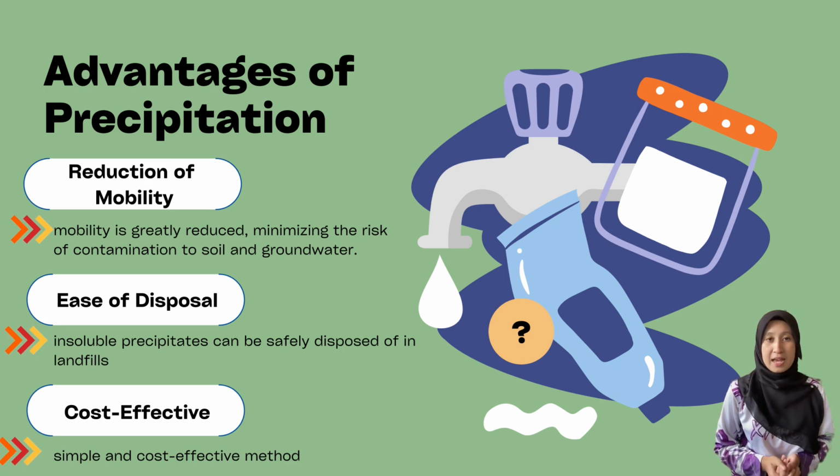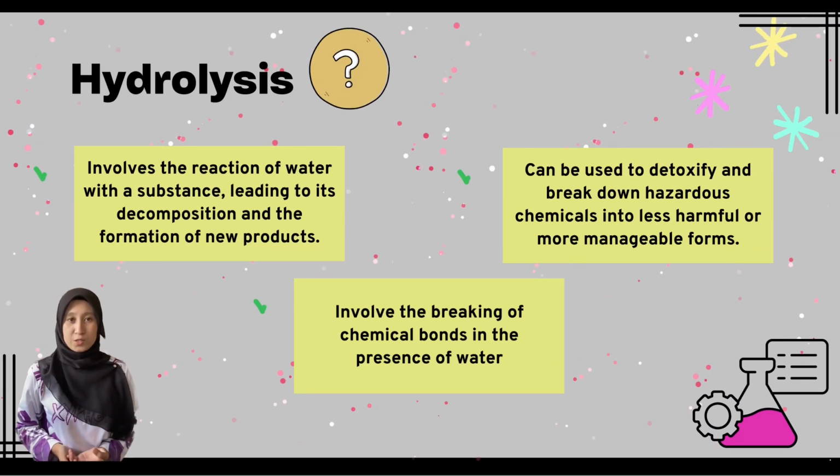Last but not least, cost-effective. Precipitation is a relatively simple and cost-effective method for treating heavy metals containing waste streams. The next one is hydrolysis. Hydrolysis is another important chemical treatment method for hazardous waste.